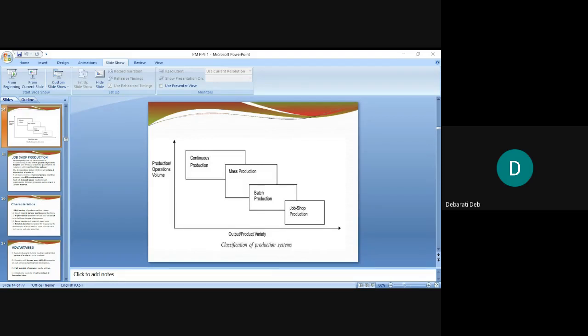You don't know what is going to come next. Today you are designing a particular variety, the very next day you may be asked to design a different variety. In that case, the operators have to be highly creative in nature and also innovative. They should be able to generate new ideas in order to do things in a better way.